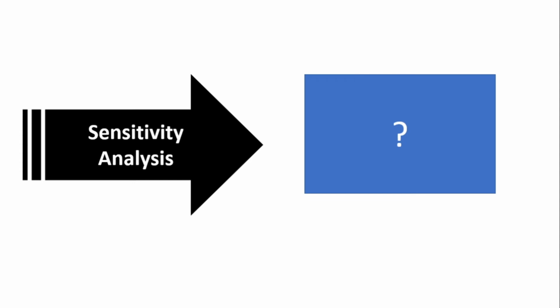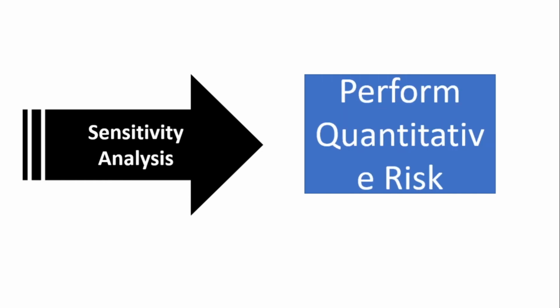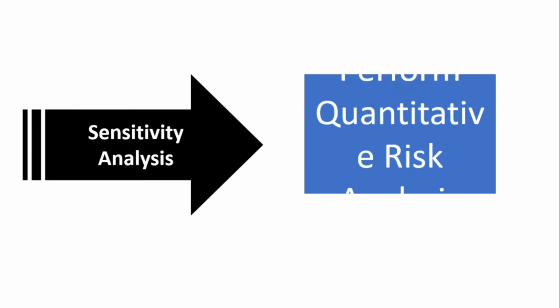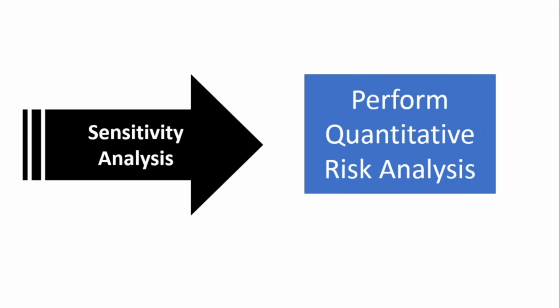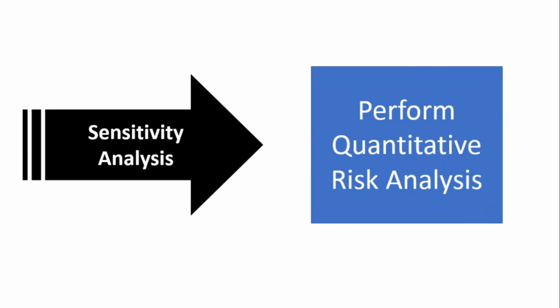3, 2, and 1. Sensitivity analysis is used in the very next process after the one we just talked about. Remember the tornado diagram? To find out which risks are most sensitive. This happens in perform quantitative risk analysis. And if you haven't already read it, I would recommend that you read about the tornado diagram and you read the definition for sensitivity analysis again.